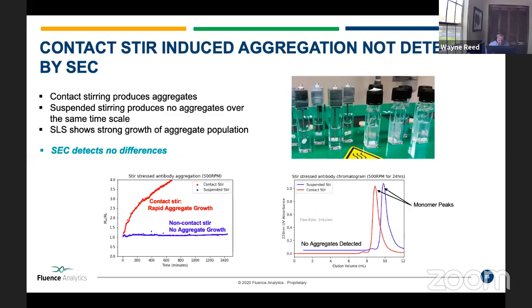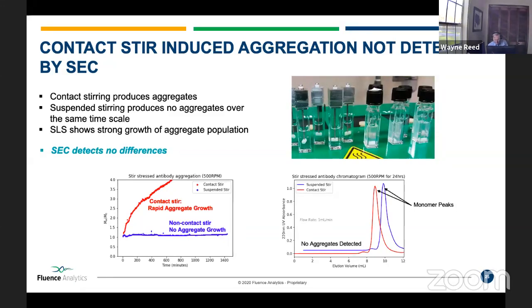And then if you look at the argent data on the lower left-hand side, you can see that the one where they were suspended, no contact, it remained stable in time. Again, it was not the hydrodynamic fluid field doing it. If you look at the contact stir, you can see a very big effect, and that's due to the contact.